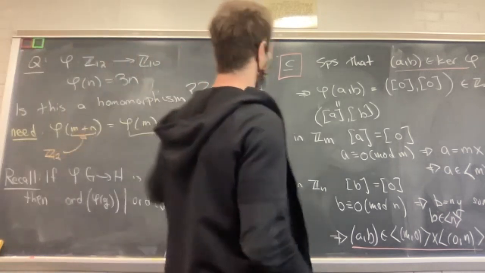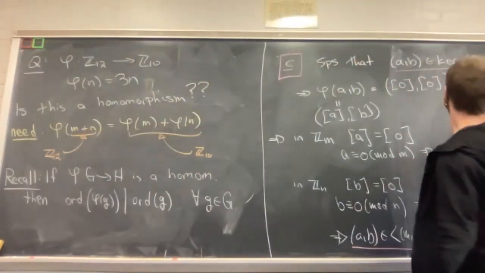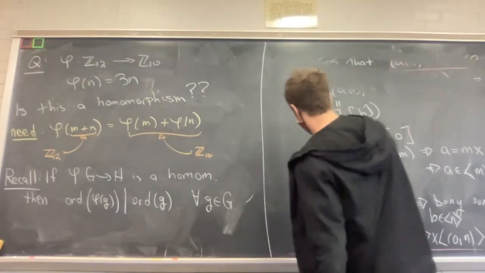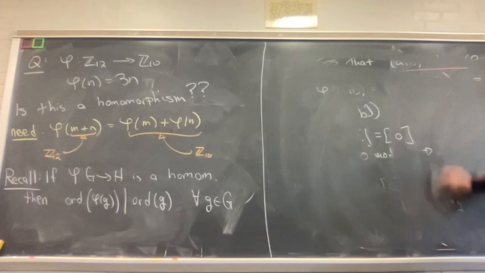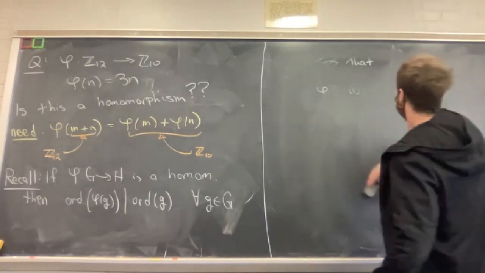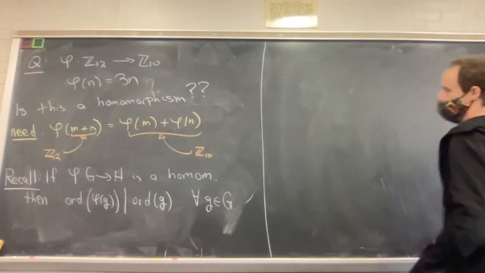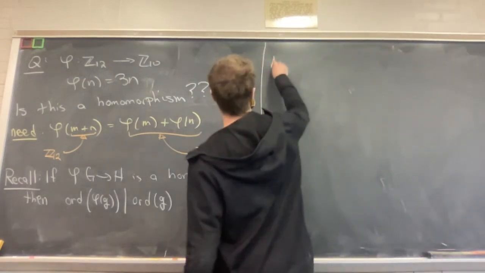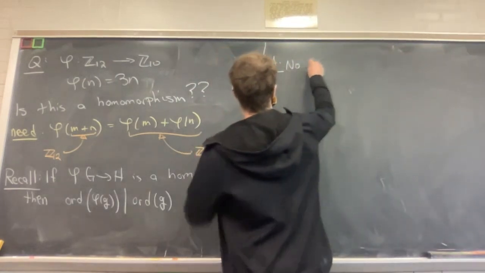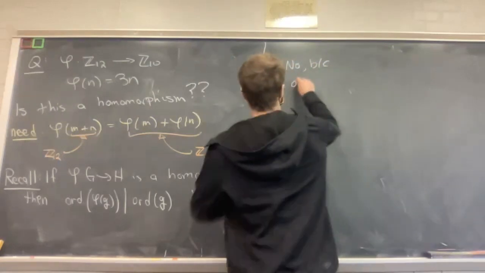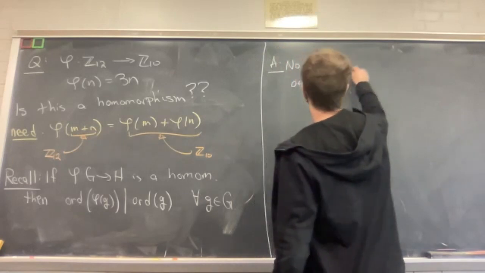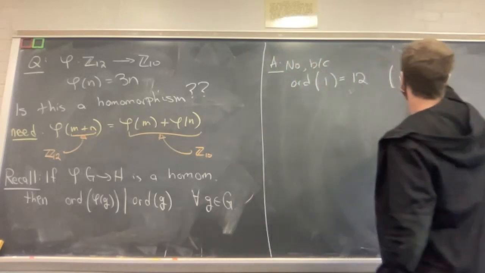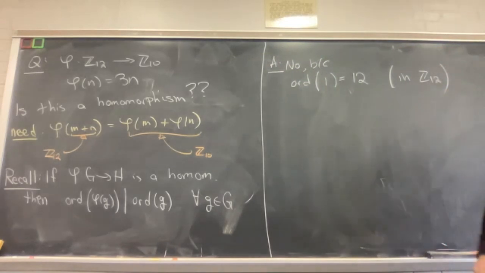So, that's going to be a problem right here. And we don't have to look too far. We can just start at 1. So notice that we can answer this with a negative, and that's because the order of 1 is equal to 12. Let's just recall that this is happening in Z12, right?